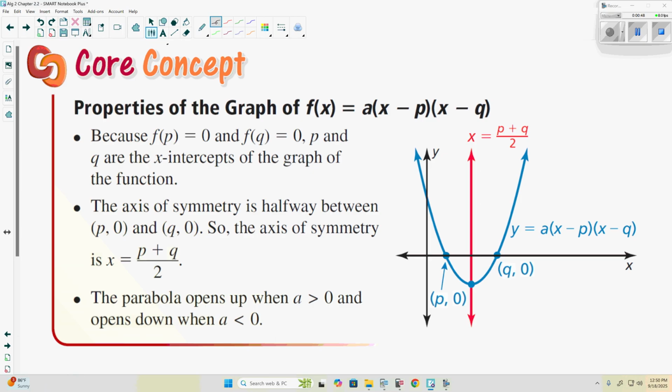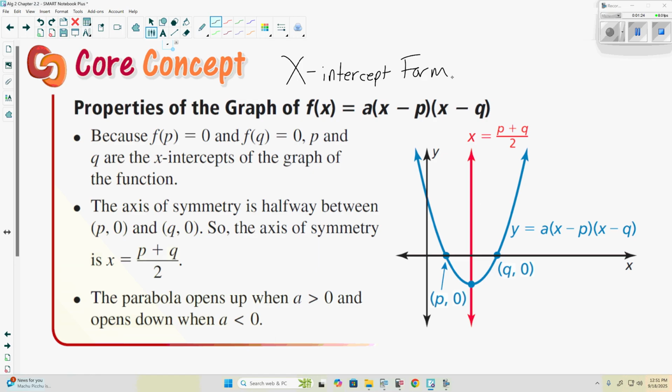Now this here is the third type of parabolas, quadratic functions we're going to look at. Now, this here, I call it x-intercept form. The reason I call it x-intercept form is because the two main values that they give us, p and q, are the x values of the x-intercepts. X-intercept form, exactly what it's named.